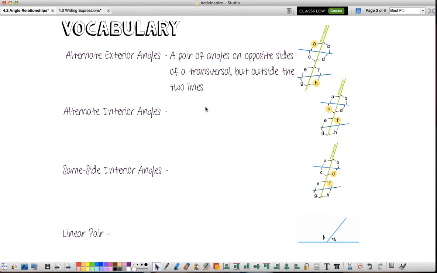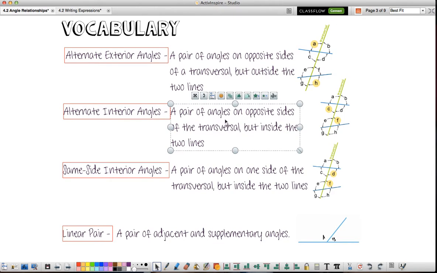So then under the same conditions, alternate interior angles, these are going to be the ones that are sandwiched together and on opposite sides of the transversal. So again, we have a pair of angles on opposite sides of the transversal, but inside of the two lines.